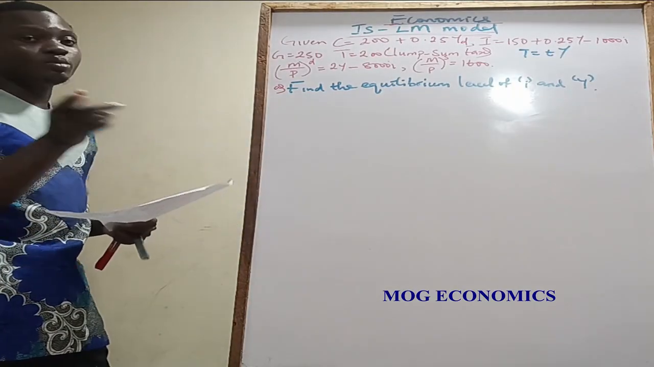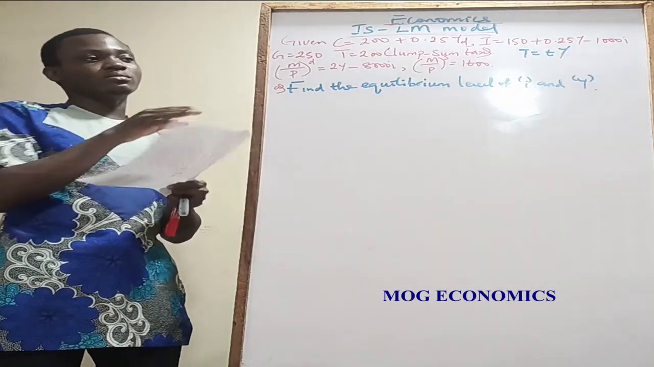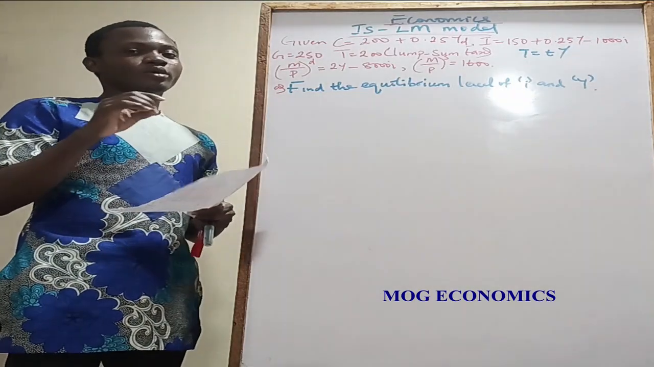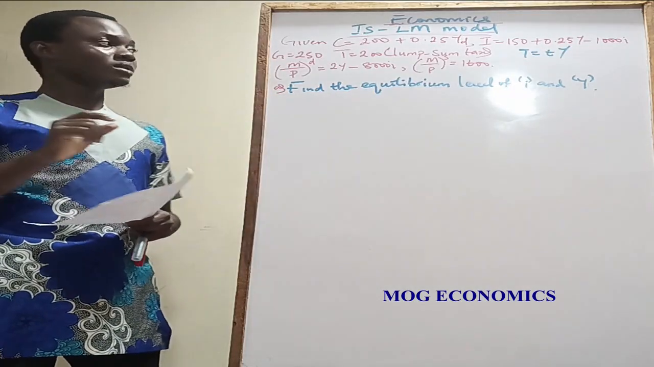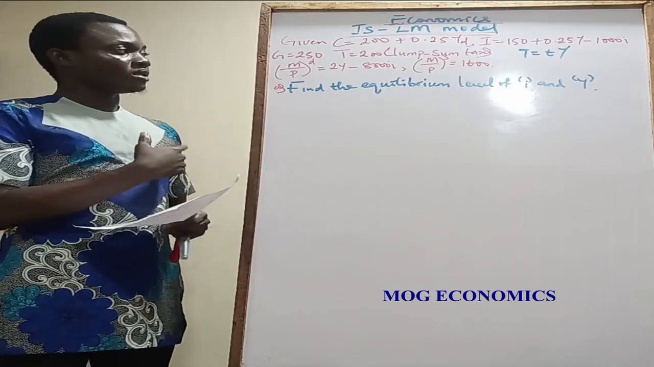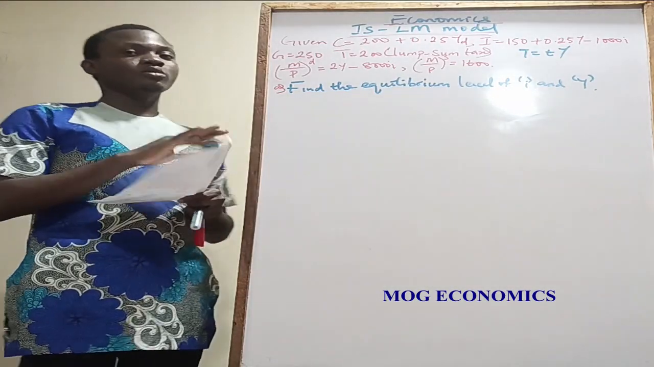Then you're given real money demand, (M/P) raised to the power D. It's not P raised to the power T, but that is the way some texts will note it. And why do we call it real money demand? Because it is divided by the price level. So P is the price level, not price. The function for that is 2Y minus 8,000i. Then real money supply is just 1,600, no function.